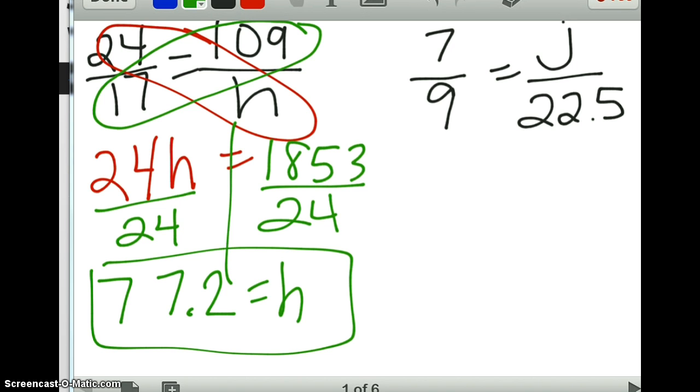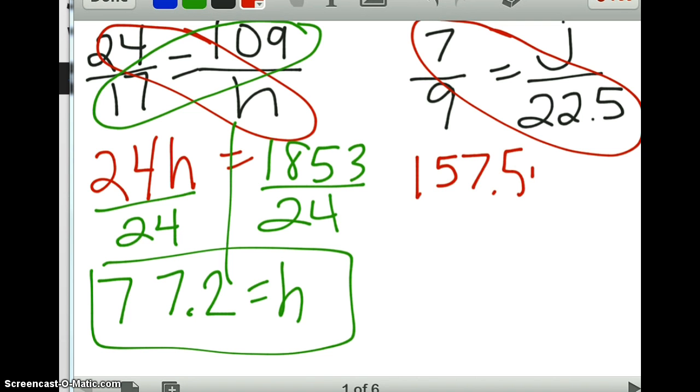All right, let's try the next one. 7 over 9 equals j over 22.5. Push pause if you want to work it out yourself, and then come back to me when you're ready to check to make sure you did it right. 7 times 22.5. So when I've got that, something went wrong on my calculator. It didn't clear out. 7 times 22.5 gives me 157.5.